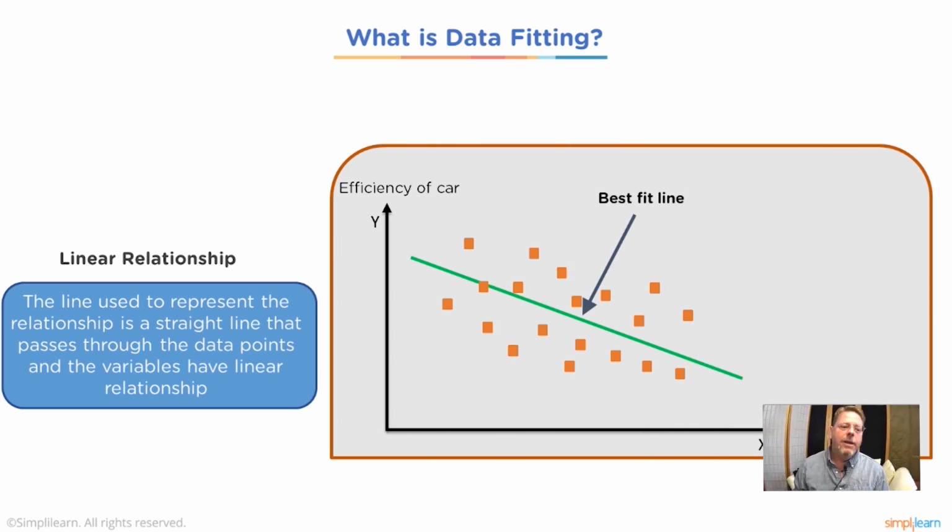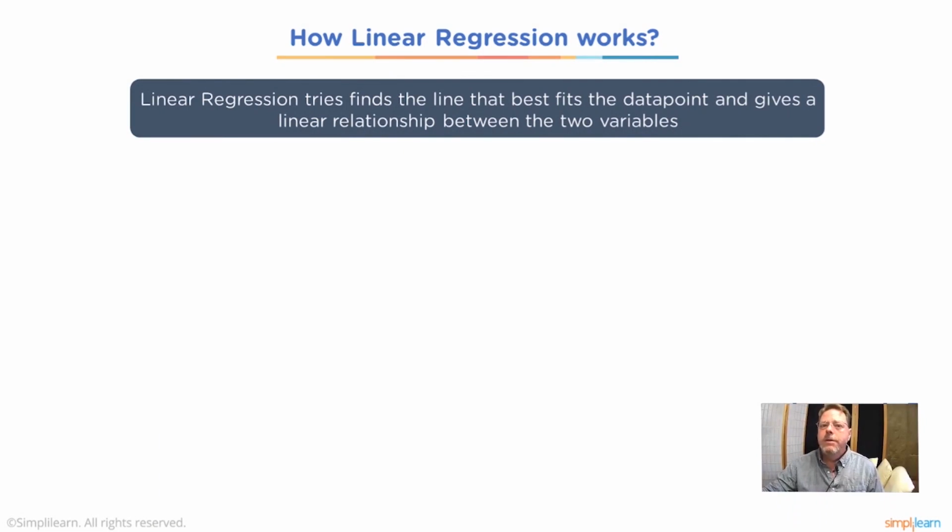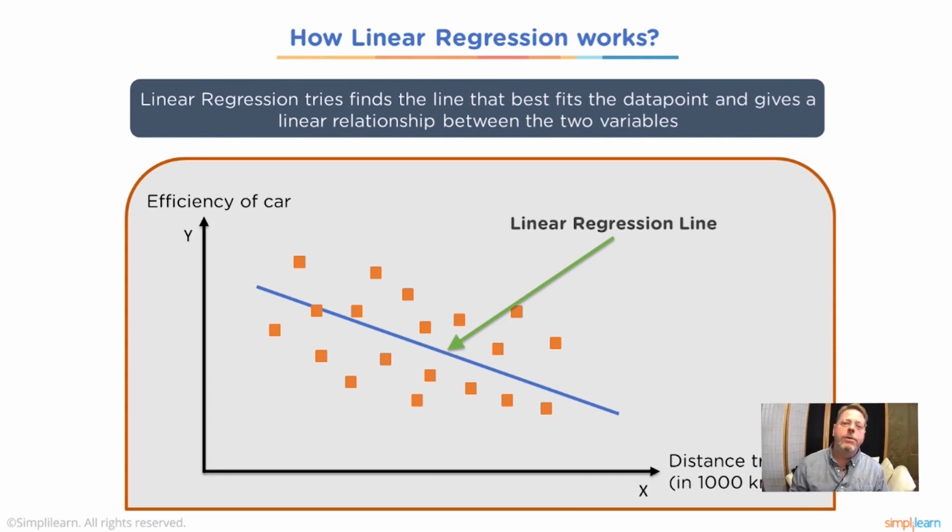And so what is data fitting? Well, it's a linear relationship. And a linear relationship, very specifically, linear means line. The line used to represent the relationship is a straight line that passes through the data points, and the variables have a linear relationship. Linear regression. So let's start with how linear regression works. A linear regression finds the line that best fits the data point and gives a relationship between the two variables. And so you can see here we have the efficiency of the car versus the distance traveled, and you can see this nice straight line drawn through there.